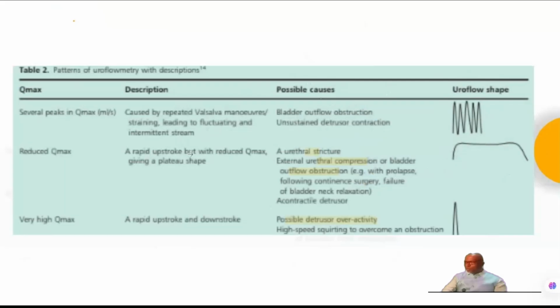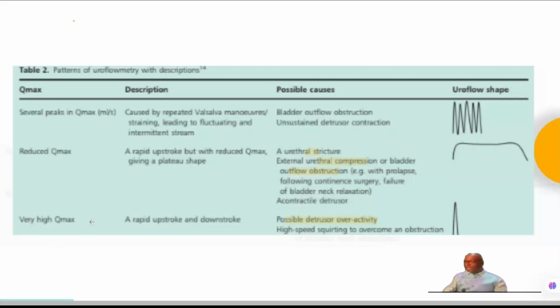So a rapid upstroke but with a reduced Qmax giving a plateau shape may suggest a urethral stricture, external urethral compression, or bladder outflow obstruction. Examples include a prolapse, prior continence surgery, failure of bladder neck relaxation, or a contractile detrusor. So these are the causes if there is a plateau and reduced Qmax.